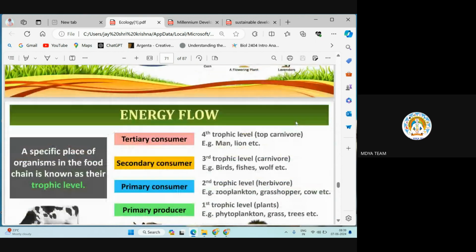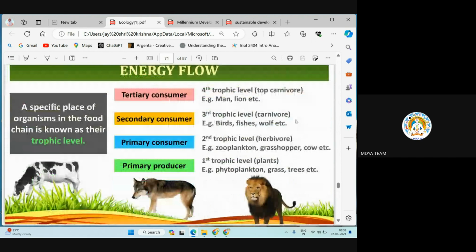Okay, now some important things we will cover. Trophic level. So trophic level is used to express the food chain. For example, a specific place of an organism in the food chain is known as its trophic level. In which position the animal belongs in a food chain is known as trophic level.